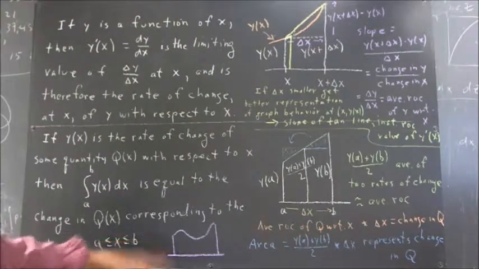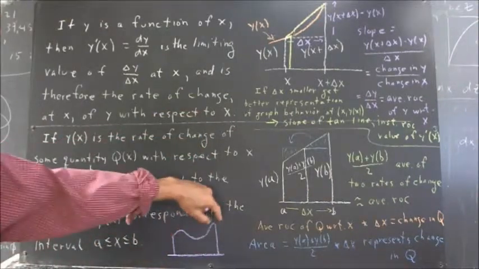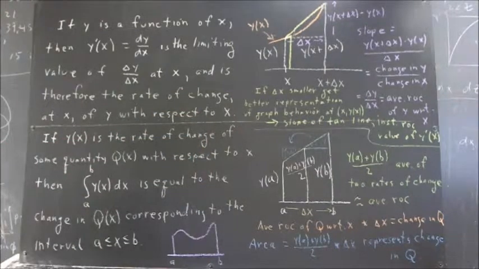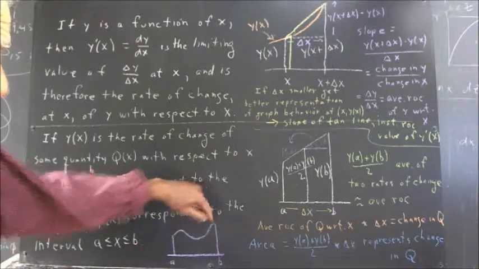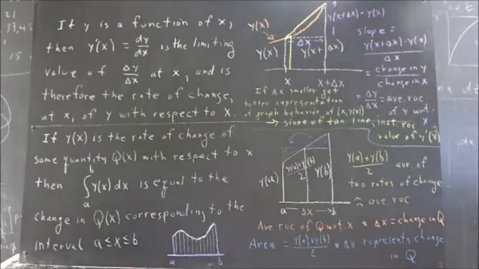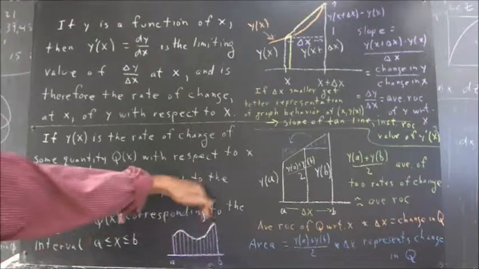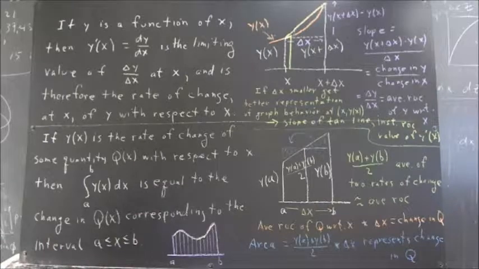Now, more generally, your y of x function could represent a function that goes all over the place on an interval from a to b. We can't expect a straight line from here to here to give us a good representation of the behavior of this function. But if we partition the interval into a bunch of smaller intervals and approximate on each interval, we do get a good approximation.